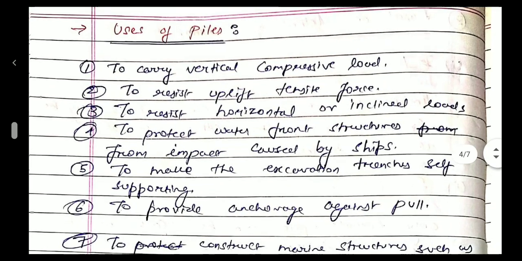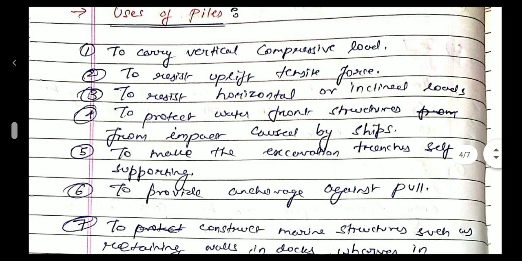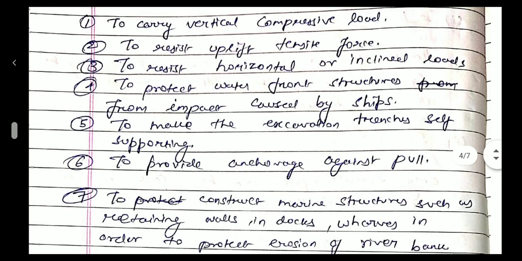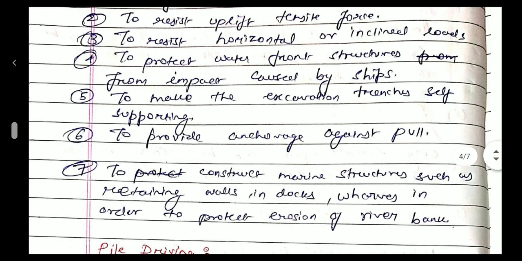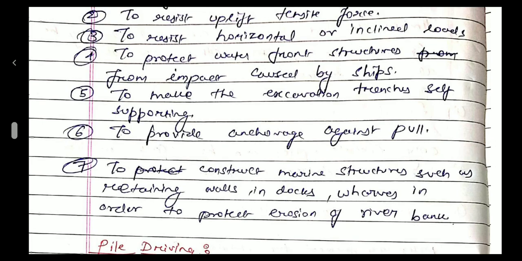Then what are the uses of piles? Why do we use pile foundation in certain cases with respect to shallow foundation? First, to carry the vertical compressive load. Second, to resist uplift tensile force. Then to resist horizontal or inclined load. Then to protect the waterfront structures from the impact caused by ships or waves.